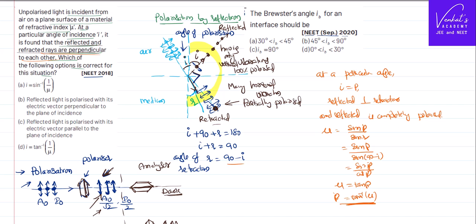So at the polarizing angle, the condition given to us will happen. Now we can answer the question. This option is not right, because the reflected light is polarized with its electric vector perpendicular to the plane of incidence. See this: reflected light is polarized with electric vector parallel to the plane of incidence, that is what is being said. The reflected light consists of perpendicular vibrations, whereas the refracted light consists of parallel vibrations. So this is wrong. So B is the correct option.